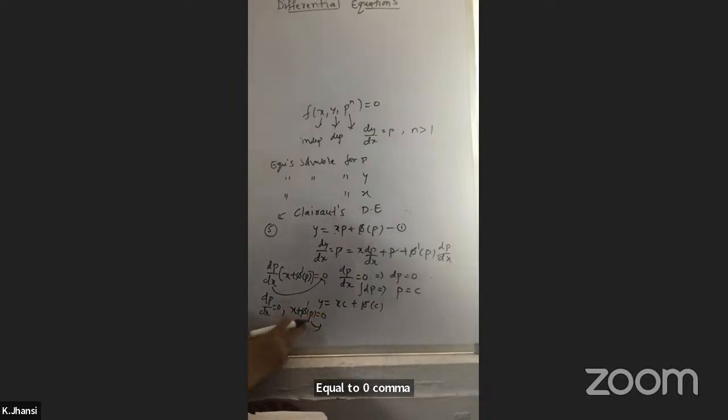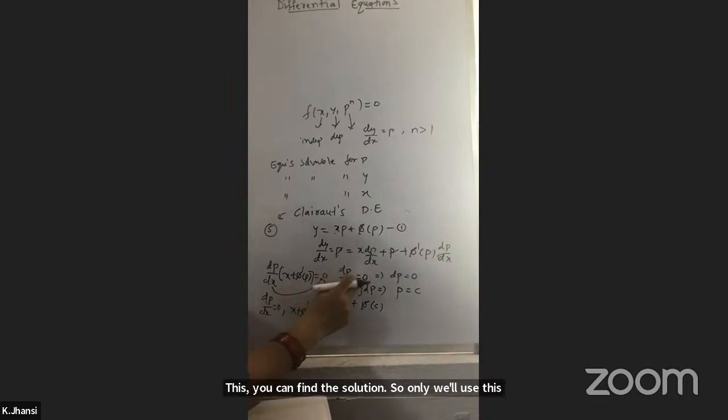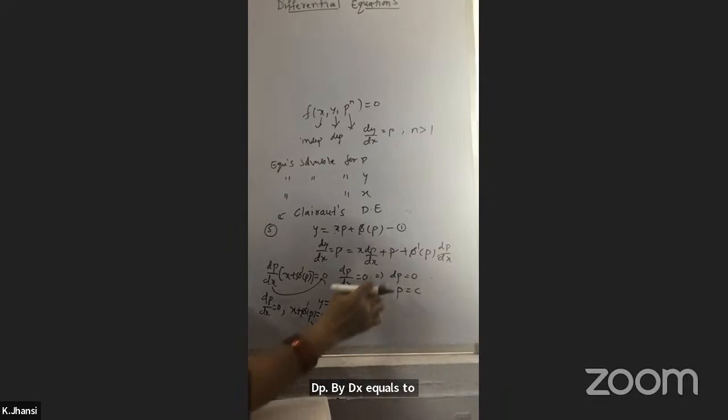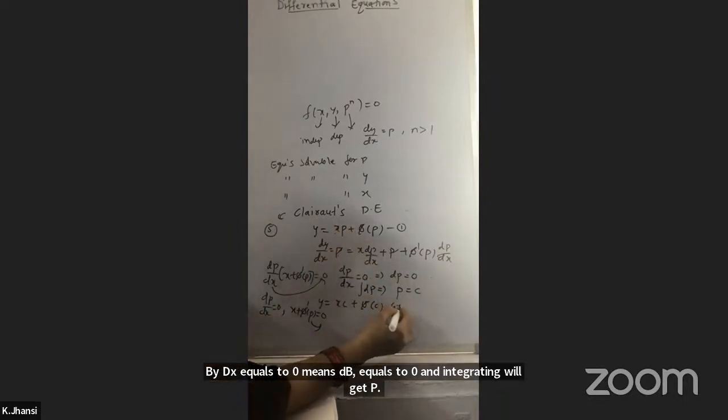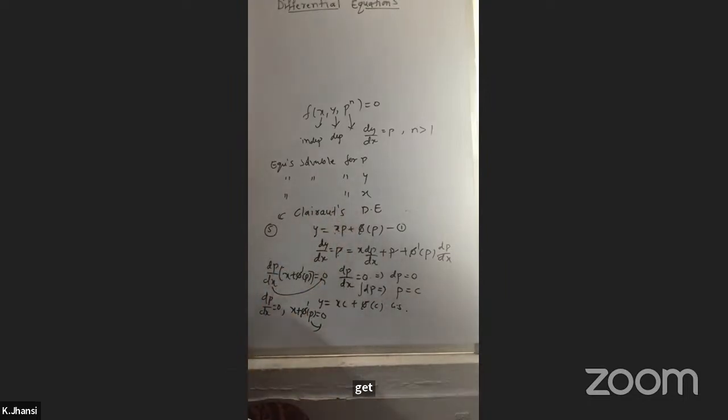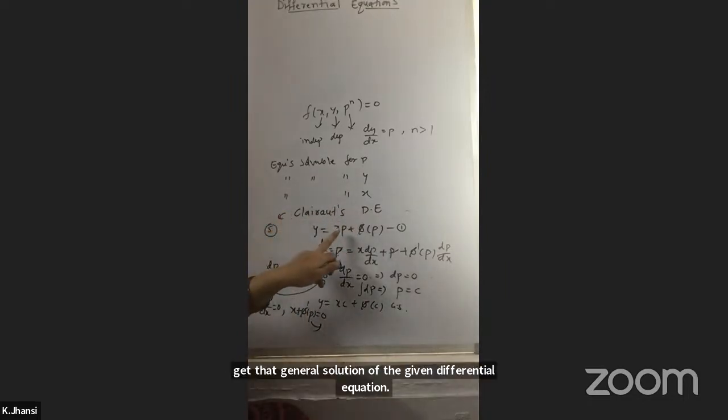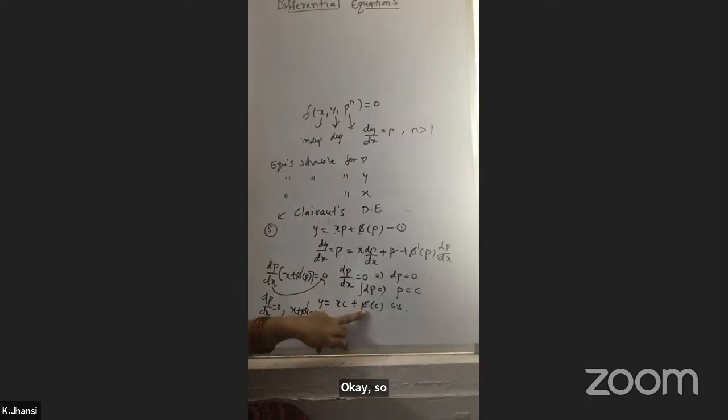If you can't find the solution, only then we'll use this one. dp by dx equals 0 means dp equals 0, and integrating you will get p equals c. Substitute this p in this one, then you will get the general solution of the given differential equation. So if the problems are in direct form like this, you can follow this method.